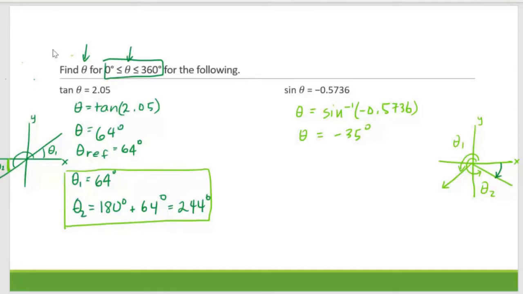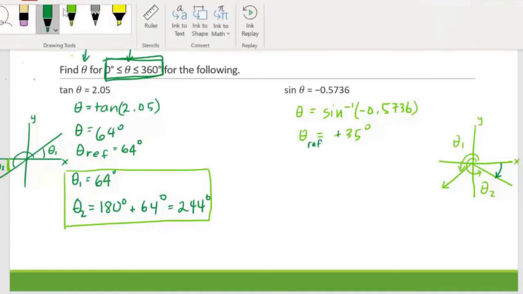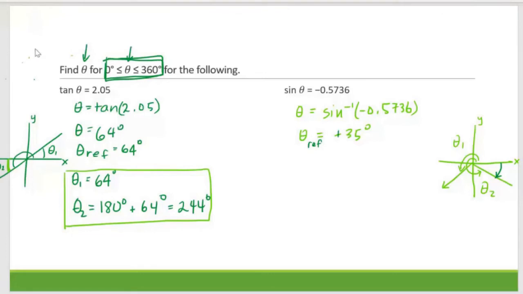But we're not going to give this as the value of theta 2 because the question specifically told us it wanted an answer between 0 and 360 degrees. So we are going to treat this as a reference angle. So I'll write theta ref is equal to positive 35 degrees. I tend to give my reference angles as positives because I'm going to be working with them anyway. They're not the final answer.